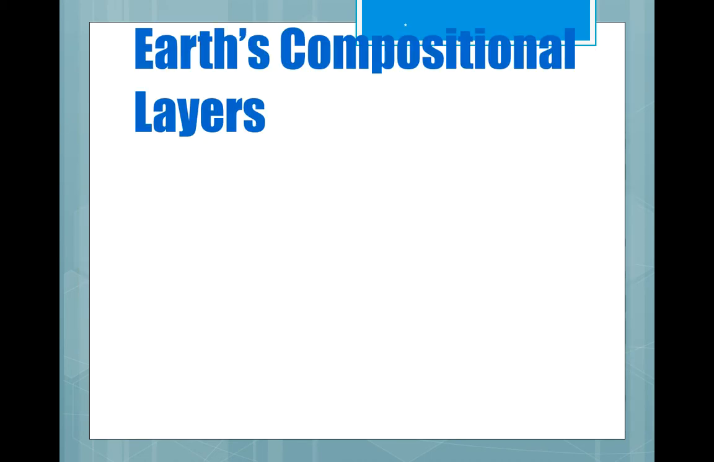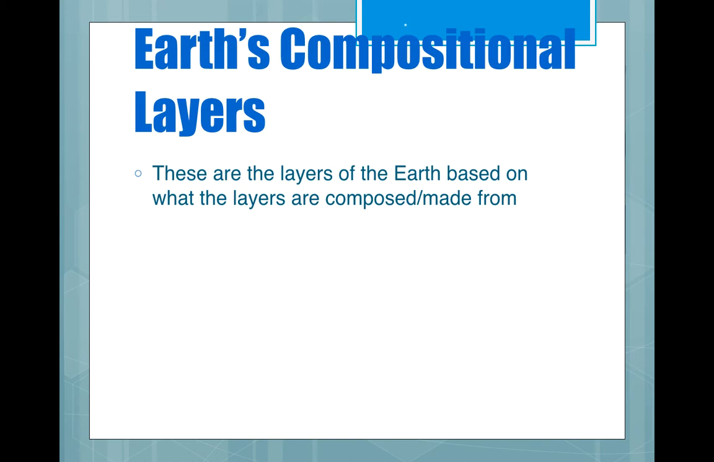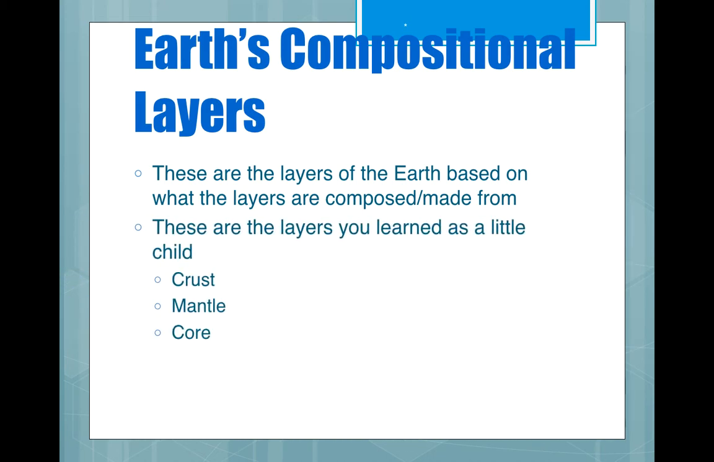So as we take all this information, geologists have decided to divide the Earth into two different systems. The first is the compositional, and this is based solely on what the layers of Earth are made of. If they're made of the same thing, they are classified together. So these are the systems that you may have learned as a little child in science class: the crust, the mantle, and the core. Again, only based on what they're composed of, what's in there.